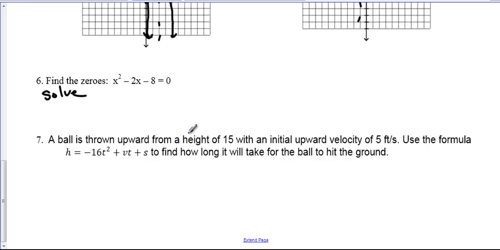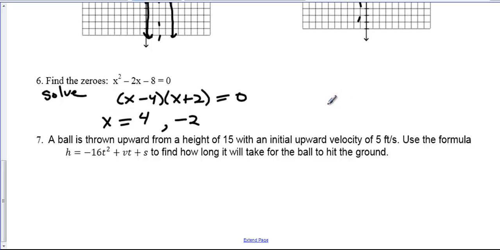Okay. So there's a whole bunch of different ways we could solve. We could do the quadratic formula. We could do factoring, possibly inverse operations, or we could use our calculator. I'm going to review factoring on this one because it's factorable. We would do (x - 4)(x + 2), which means my zeros would be 4 and -2. Okay, that's again a review of factoring. Again, you can use the quadratic formula if you want as well.